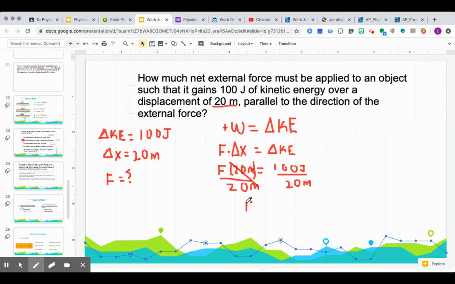Net work equals change in kinetic energy. It could technically be a net force or an applied force. It doesn't exactly matter here. And we get 5 joules divided by meters, which is kilogram meters squared over seconds squared per meter. So we would get newtons. That final force applied would be 5 newtons.